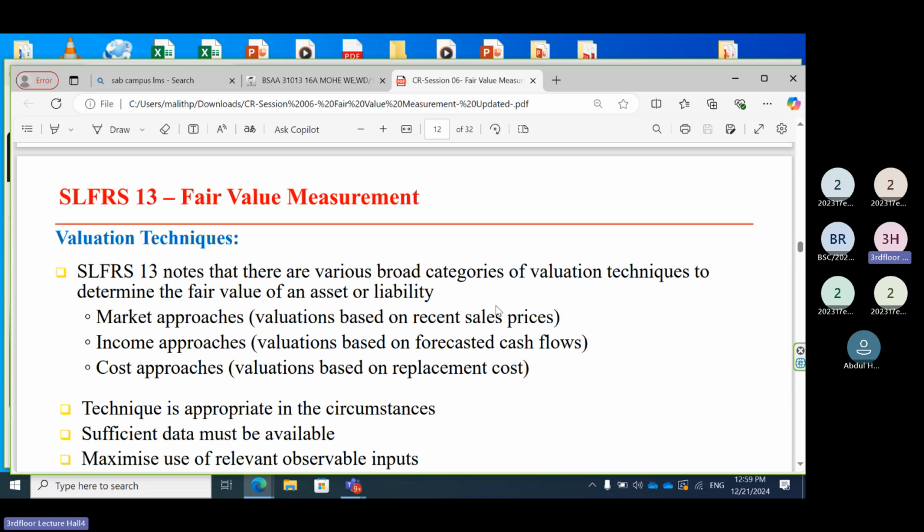And then we can have an assumption: cost equal to fair value. Cost equal to fair value assumption. You can't do the valuation like this. What you have to do is, the incurred cost, you assume that it is equal to the fair value. That is called the cost equal to fair value assumption.